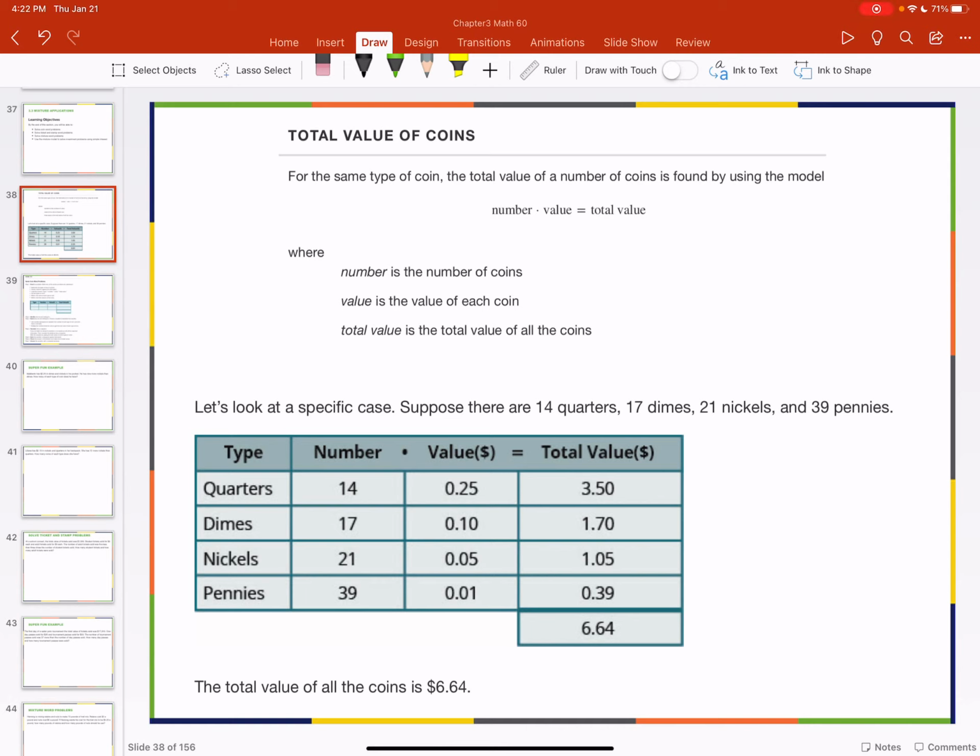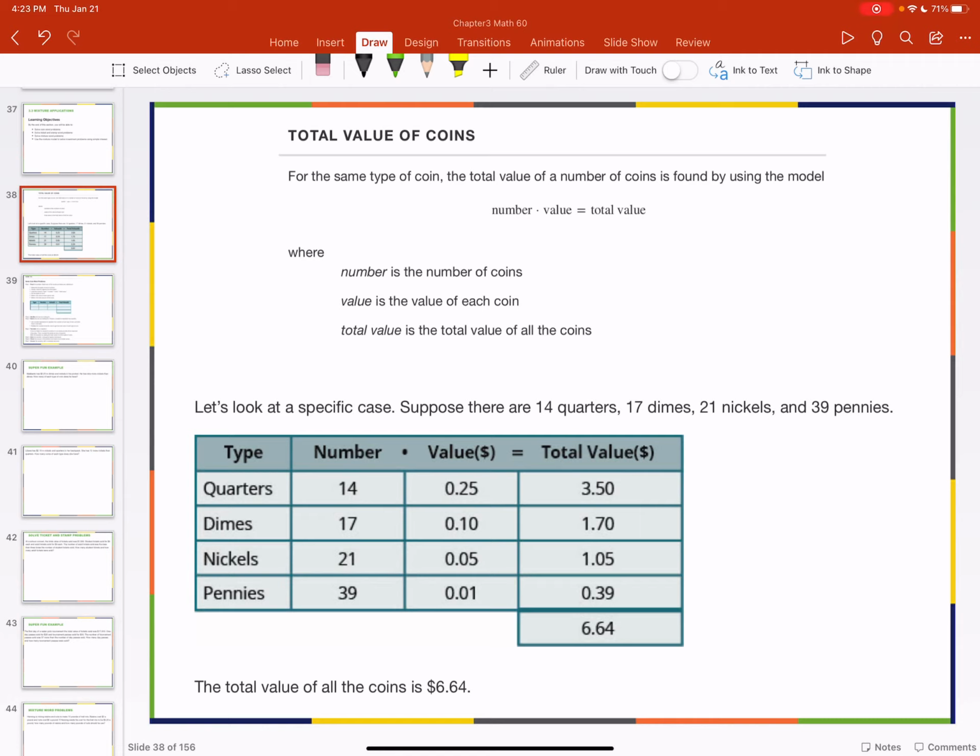Okay, super fun. So first of all, let's talk about the total value of coins and what that means. Let's say you have 5 quarters. What's the value of 5 quarters? Right away you would think, oh, it's $1.25. What did you do to get there? You multiplied the number of quarters times the value, which is 25 cents, and in decimals you can write it as 0.25.